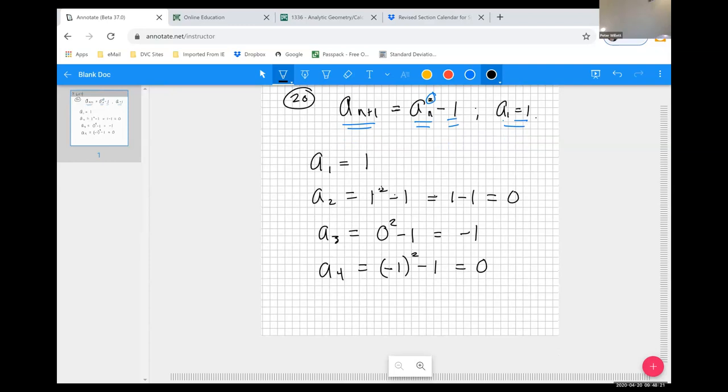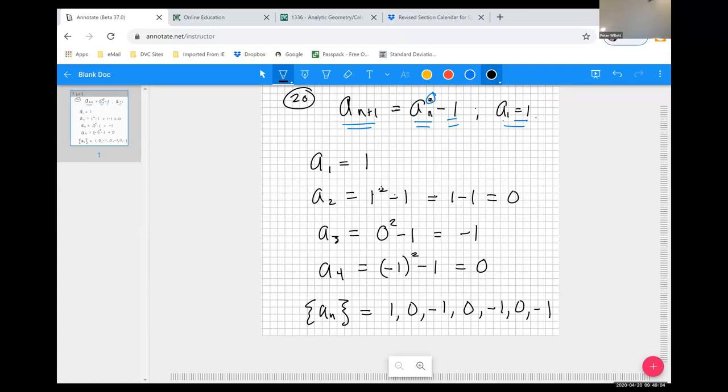Sometimes it's good to just write the results in order. So I could write the sequence of a sub n's: it started with a 1, then it gave a 0, then it gave a negative 1, then it gave a 0. And we might even be able to predict by this pattern, once you get a 0 and you plug that into the recursive formula, like we did going from 2 to 3, then from a 0, you get a negative 1. And when you plug in a negative 1, you get a 0. And when you plug in a 0, you get a negative 1.